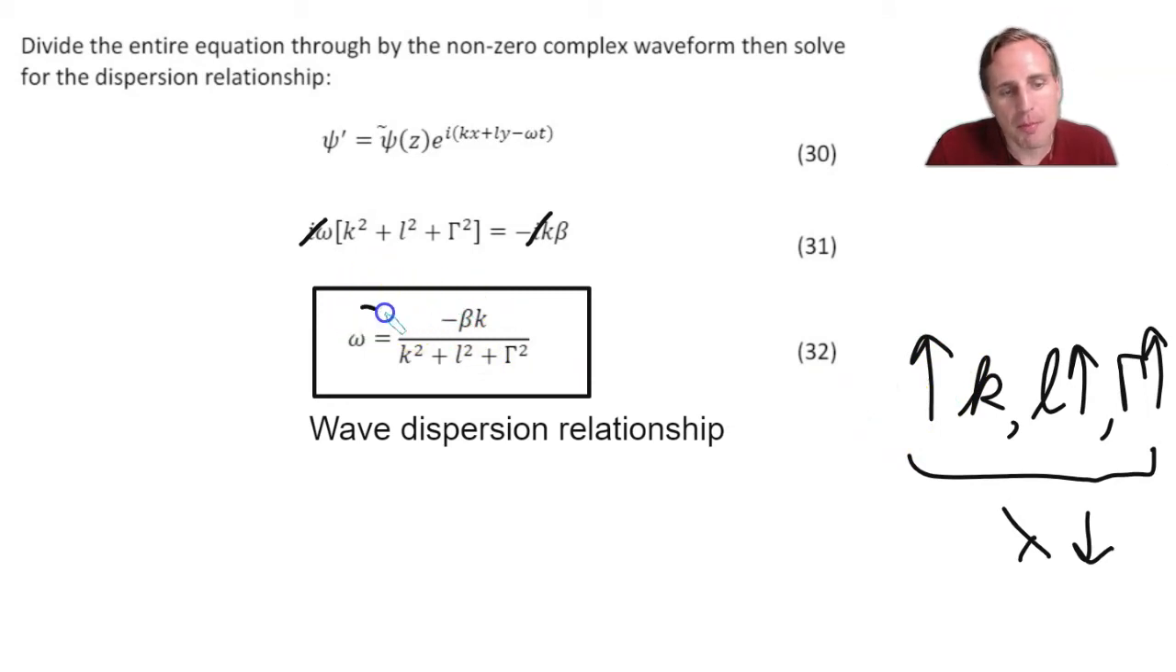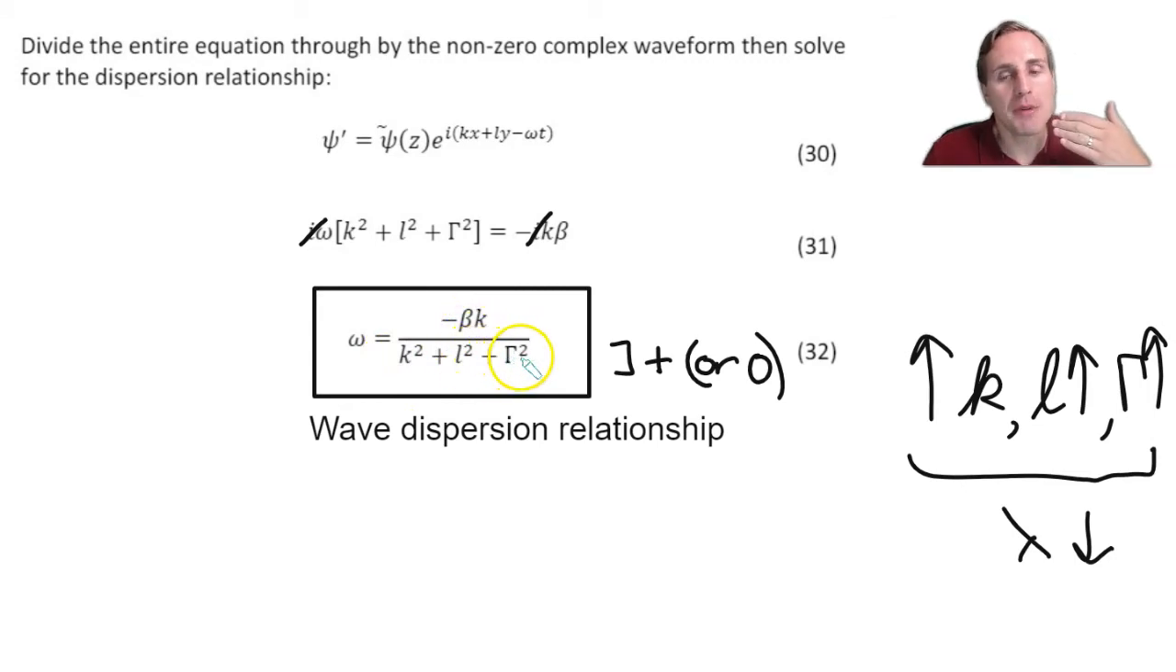Notice also this minus means that this denominator is always going to be positive or zero. It's probably not going to be zero as long as we have an actual wave. So if the denominator is positive, beta is going to be, let's say, positive.